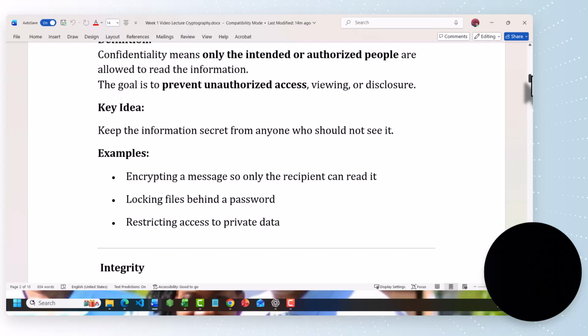Examples: encrypting a message so only the recipient can read it, locking files behind a password, restricting access to private data.